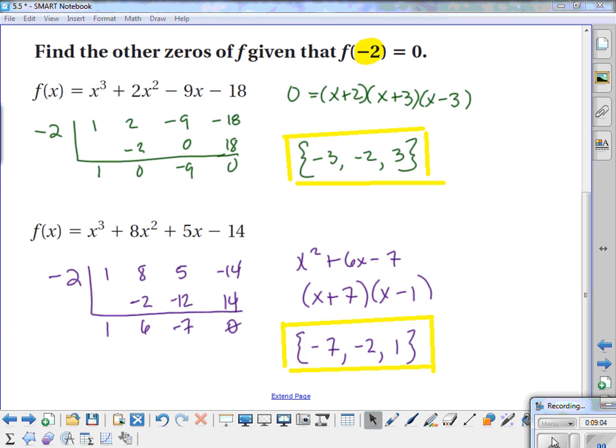All right, I think we're all agreeing on this one. You end up getting x squared plus 6x minus 7, which factors to x plus 7 times x minus 1. So your zeros are negative 7, negative 2, and 1. All right, so any questions?